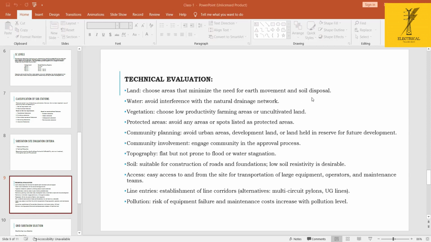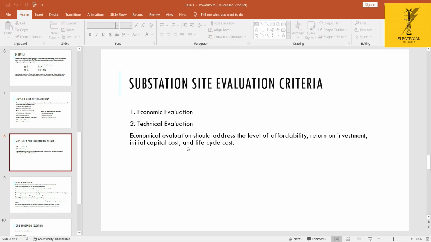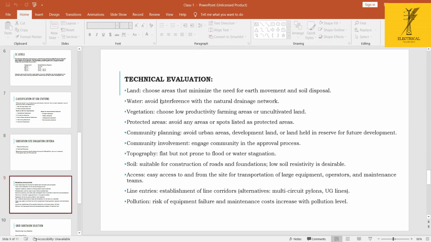Okay, fine. I am talking about the technical substation location selection. The substation location selection we are doing with respect to the technical evaluation and also the economical evaluation. In the technical evaluation, these are the things we have to consider, as well as subject to some conditions. Then the economical evaluation: I am checking criteria regarding the investment in capital cost, life cycle cost, or return on investment. If I compare the technical evaluation with the economical evaluation, I have to bring out a good solution that is beneficial both technically as well as economically.